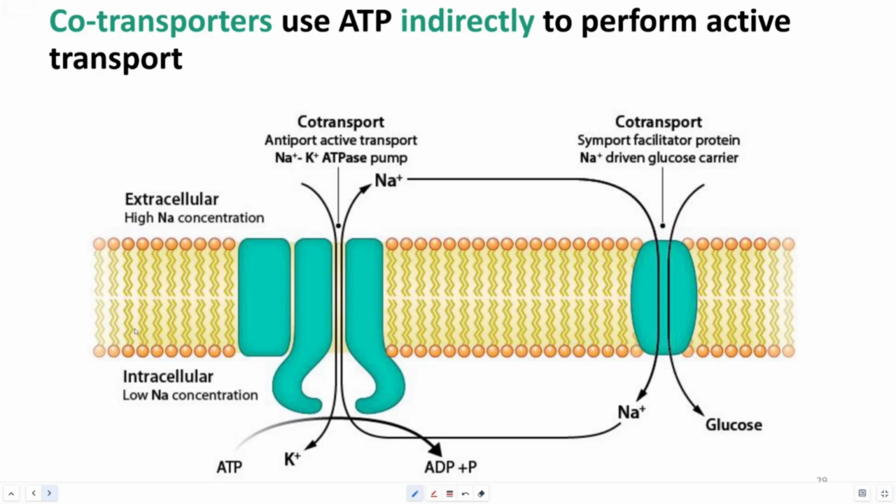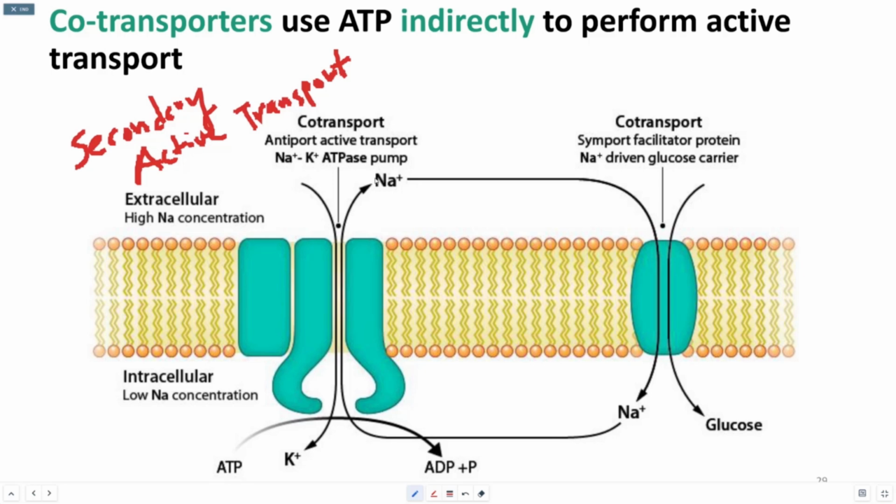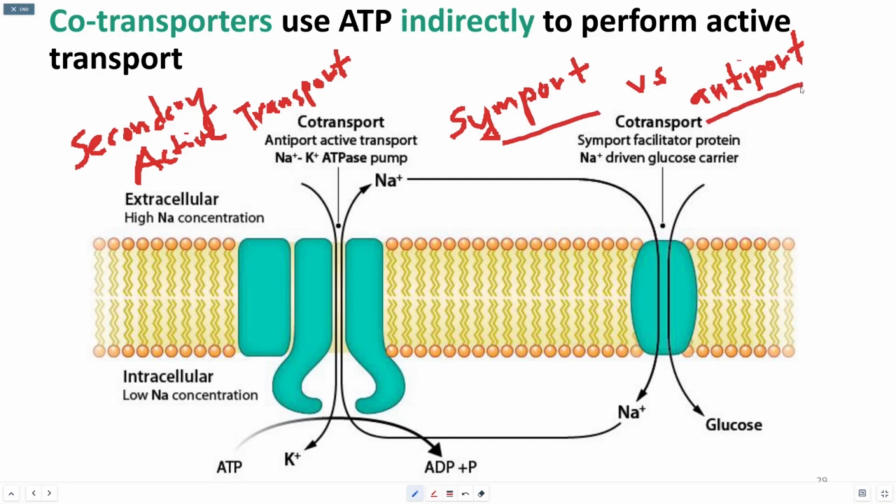Co-transporters are also known as secondary active transport, since they are connected to a primary active pump. The kinetic energy of moving one substance, usually sodium, down its gradient provides the power to pump another substance against its gradient. There are two types of secondary active transport: a symporter and an antiporter. Symport is a secondary active transport that moves two substances in the same direction. Antiport is a secondary active transport that moves two substances in opposite directions.